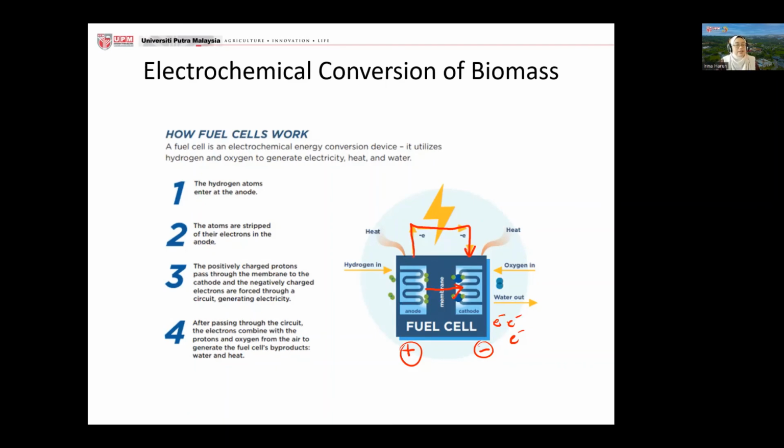And once the electrons come here, they combine back with the protons just now, and with the oxygen coming from the air, producing H2O. Because here is H, this is O, right? So H2O comes out. That is basically the byproduct. So you can generate electricity and only produce water and also heat as the byproducts.